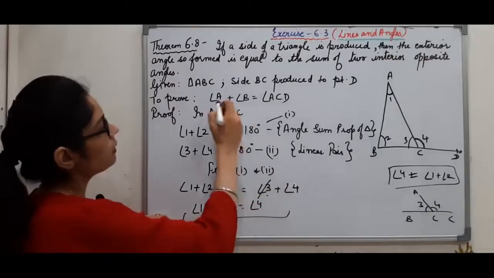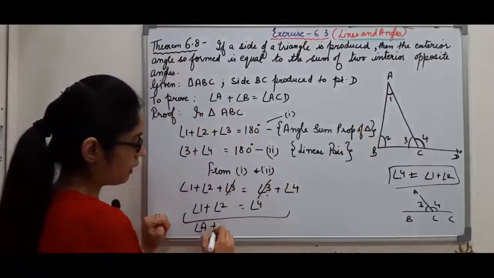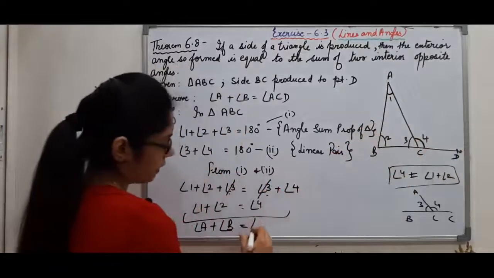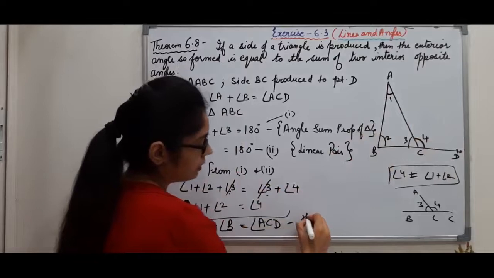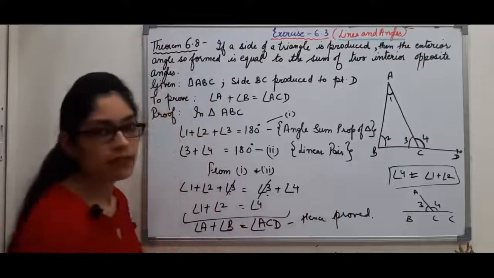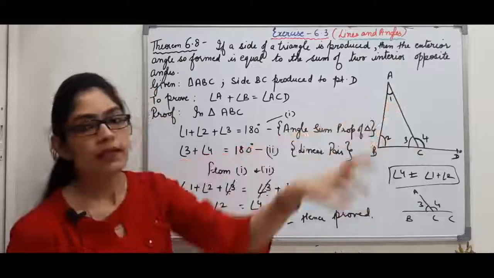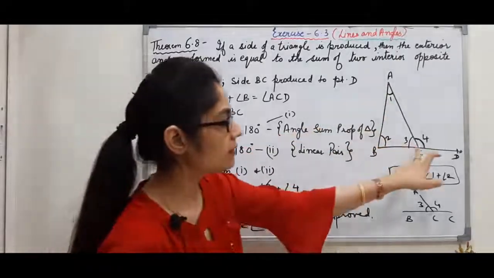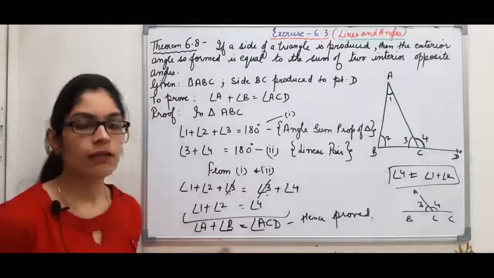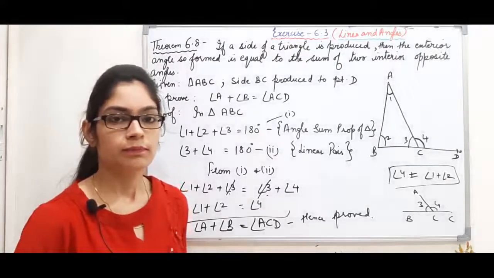See, angle 1 plus angle 2, I have already mentioned angle A as angle 1 and angle 2 as angle B, and angle 4 is angle ACD. So we can mention hence proved. The exterior angle is equal to the sum of the interior opposite angles. So this is what we had to prove, and this result again we can use while doing the questions of the exercise. Now let's start exercise 6.3.